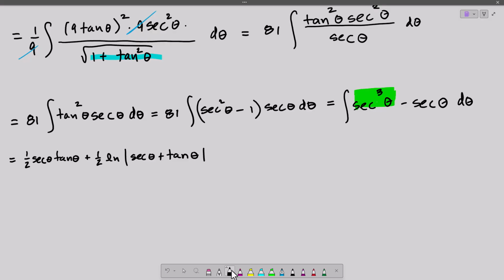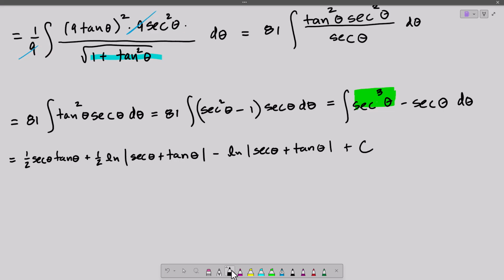We've also integrated the secant function quite a bit this semester, and we know that that's going to be the natural log of the absolute value of secant plus tangent. And we did that by rewriting secant into log form by multiplying the integrand by secant plus tangent over secant plus tangent. So at any rate, we're there.